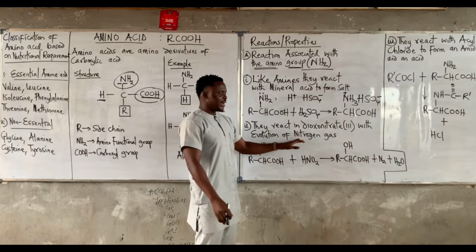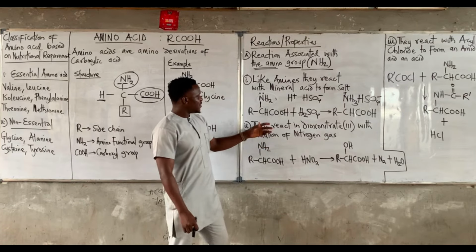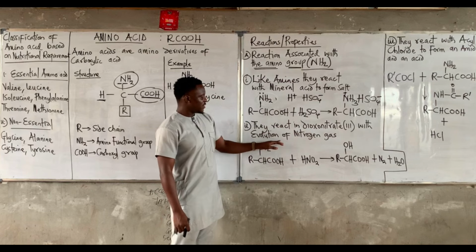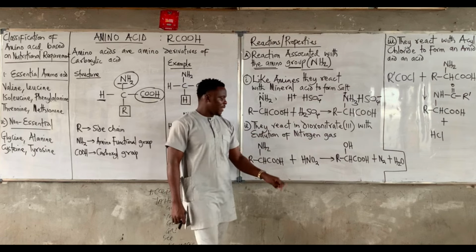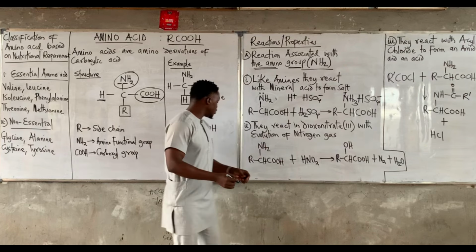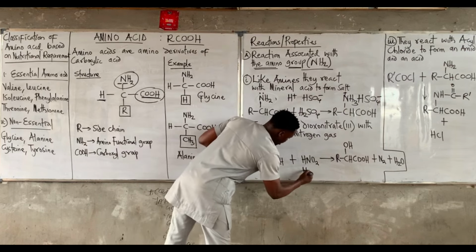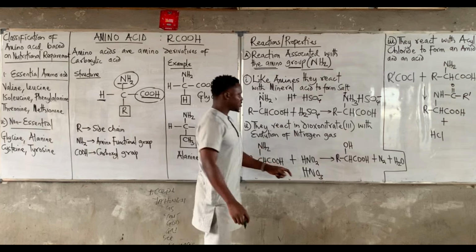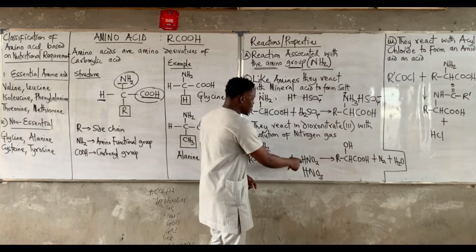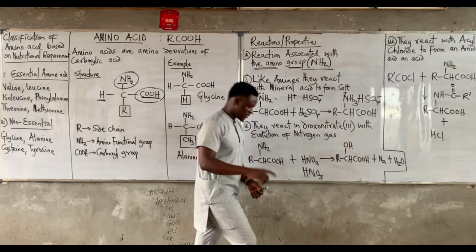Let's look at the next reaction. The next reaction says, when they react with sodium nitrite, they give out the evolution of nitrogen gas. Now, this acid you're seeing here is nitrous acid. Please, it is not nitric acid. HNO3 is actually nitrate 5 or nitric acid. This is actually nitrate 3 or nitrous.